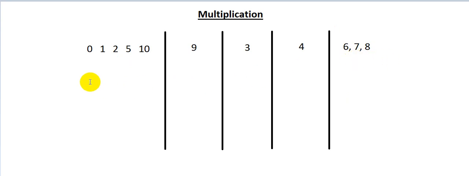We're going to explain each of them again so that you can remember how to do multiplication with each of these numbers, and then we're going to do some exercises together. So let's start with 0.